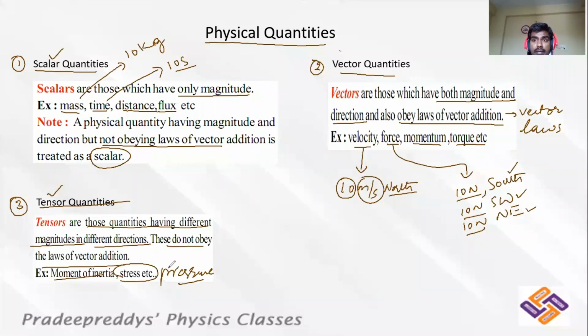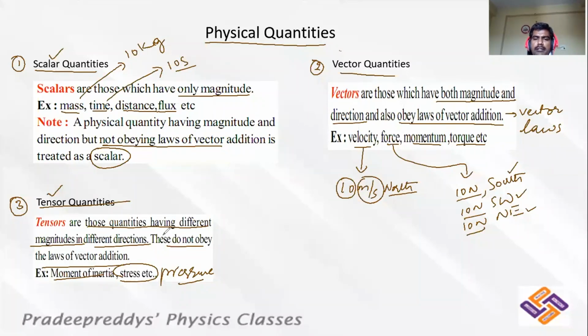Similarly, stress can be different in different directions. Moment of inertia will also be different in different directions. Magnitude will be varied with respect to its direction. Such type of quantities are called tensors. So three different types of physical quantities we have. Depending on the direction, they are scalars, vectors, and tensors.